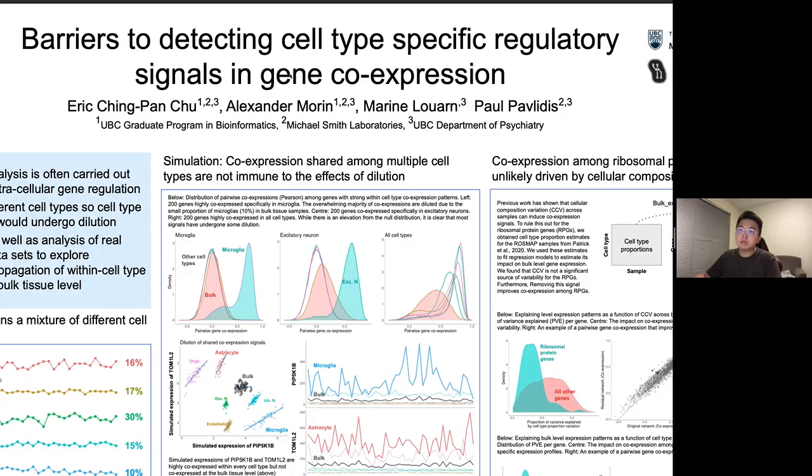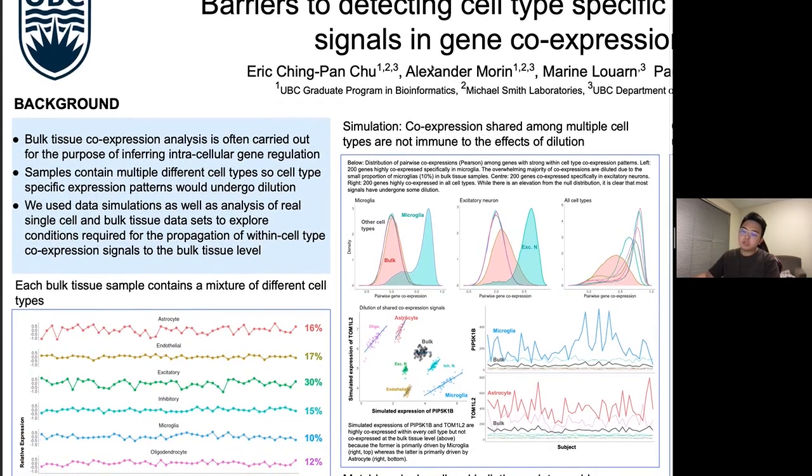Welcome to my poster, Barriers to Detecting Cell Type Specific Regulatory Signals in Gene Co-Expression. Gene co-expression analysis is something that is routinely carried out, often for the purpose of inferring intracellular gene regulation. But of course, bulk tissue samples contain multiple different cell types, and so any expression pattern that is particular to a cell type would likely undergo some dilution at the bulk tissue level.